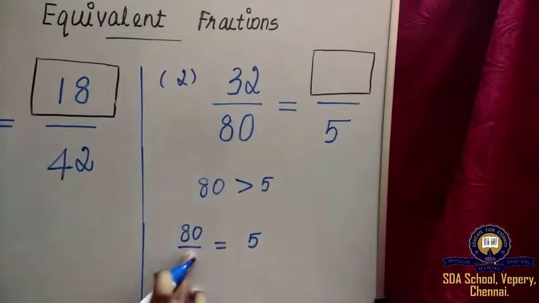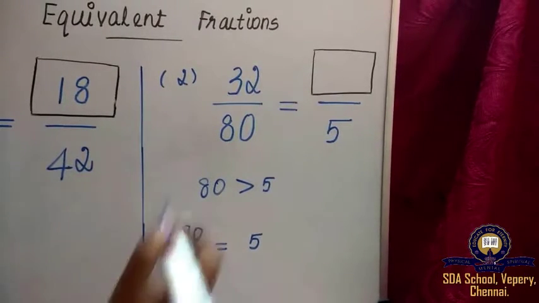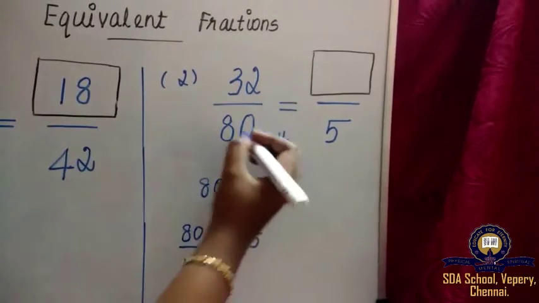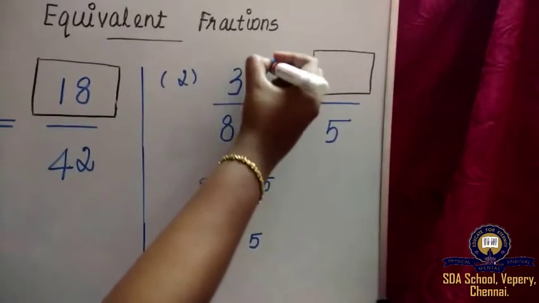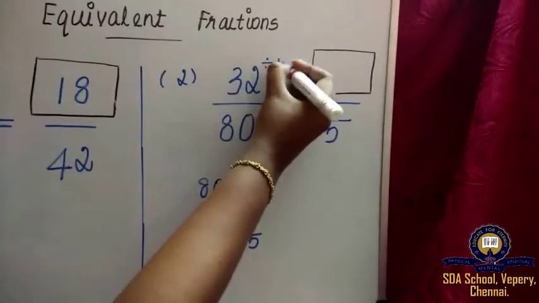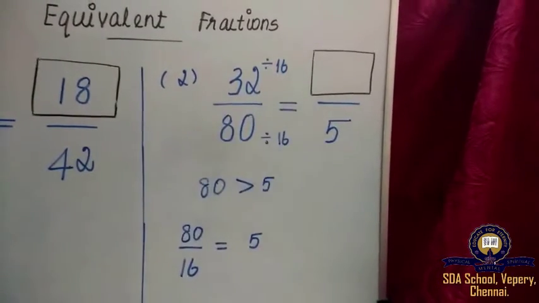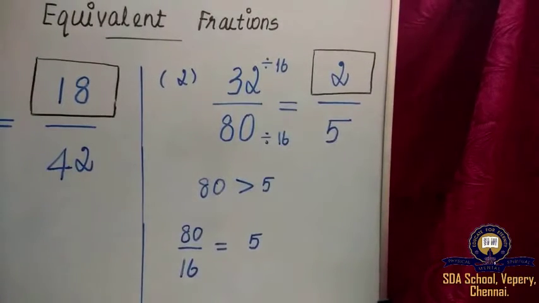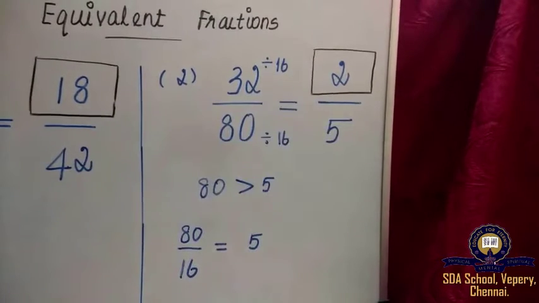So 80 divided by 16 is equal to 5. So we have to divide 80 by 16 as well as divide the numerator 32 by 16. So 32 divided by 16 will give 2. So it is 2 by 5. The missing number is 2.